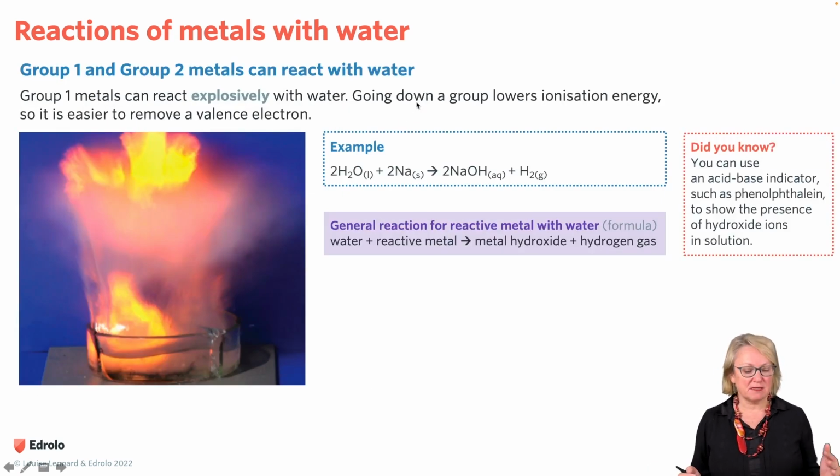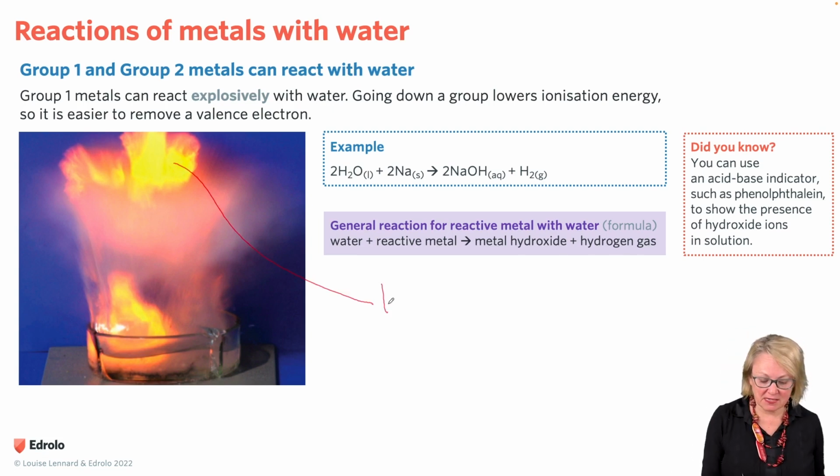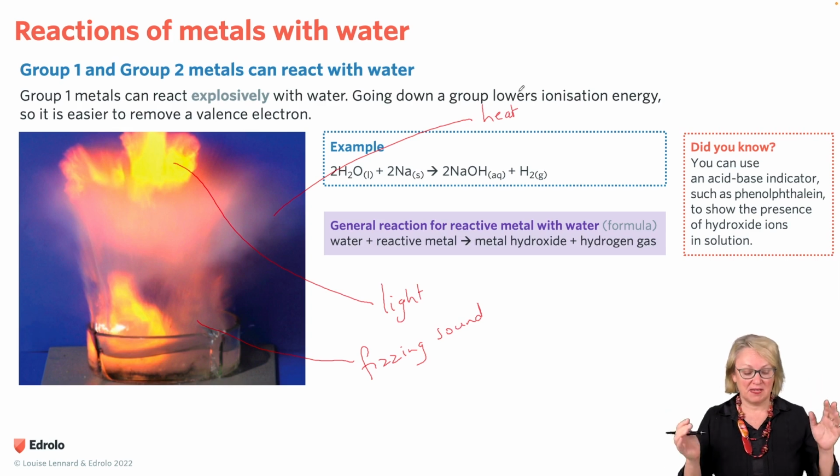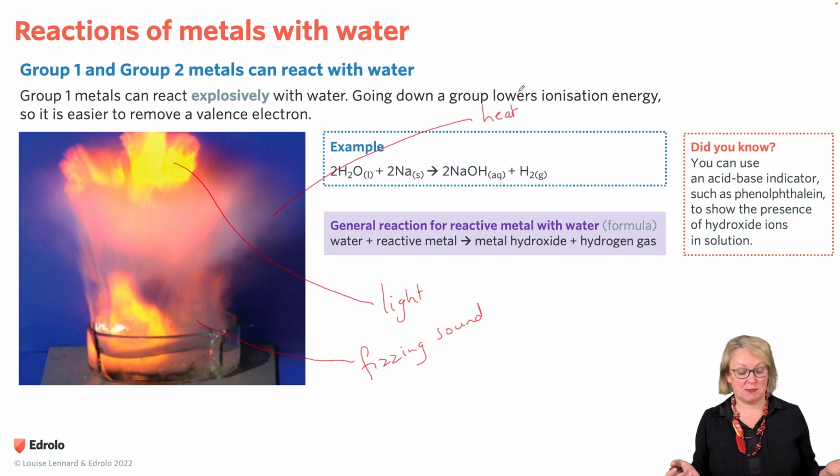So group 1 metals can react explosively. Here we have an example of sodium metal exploding in water. We can see light. We probably hear some fizzing sound. It's a bit hard to see, but it looks quite hot around there. There's a lot of heat that's given off. So definitely signs of a chemical reaction occurring, and the sodium metal is seen to disappear.